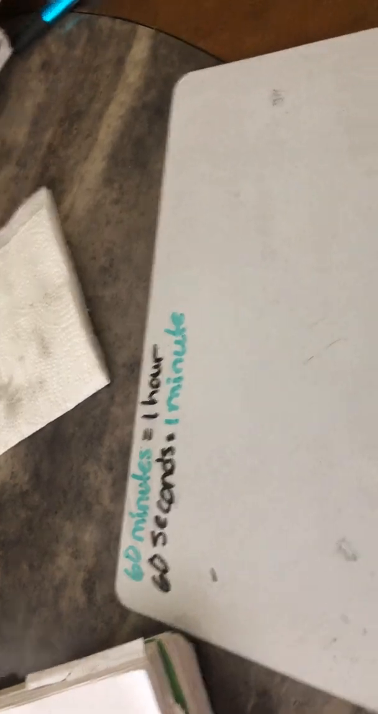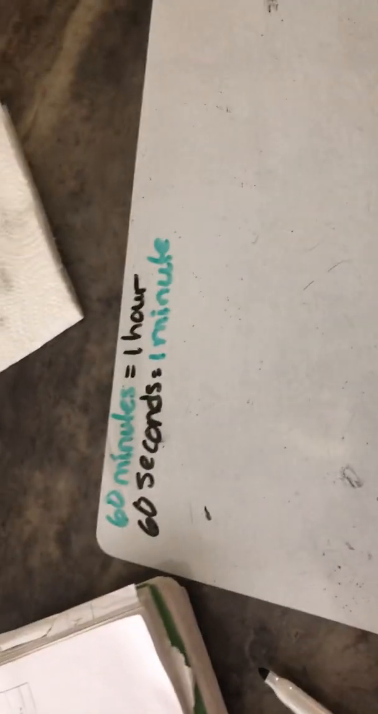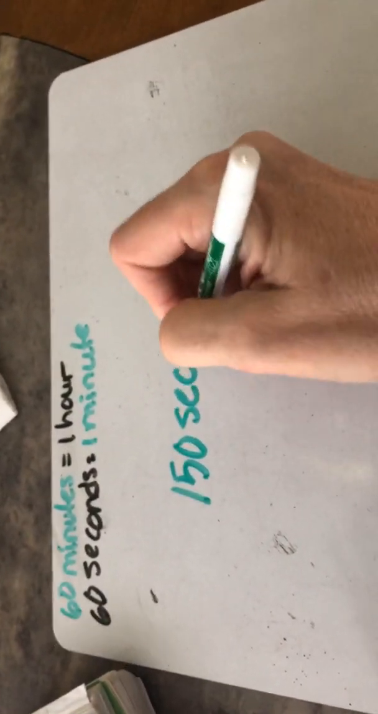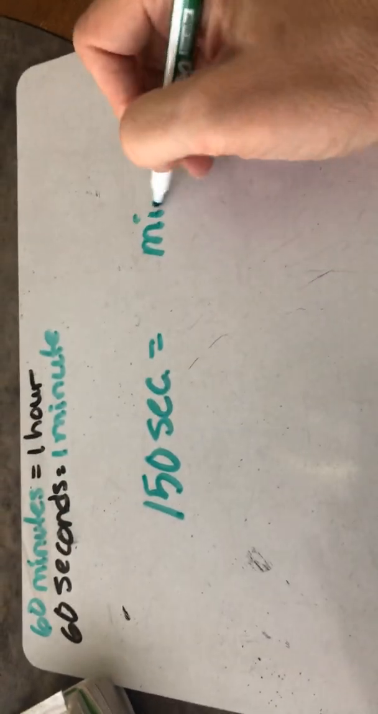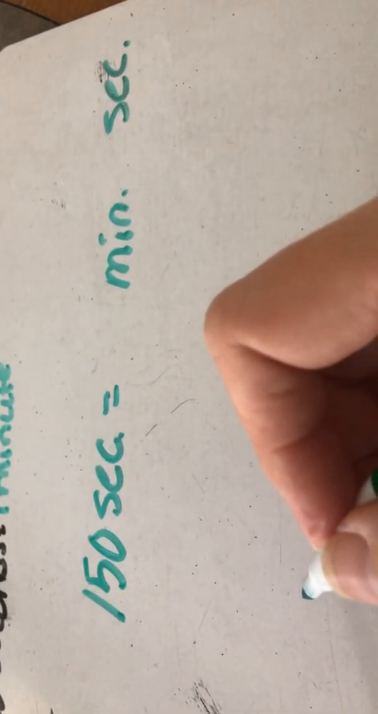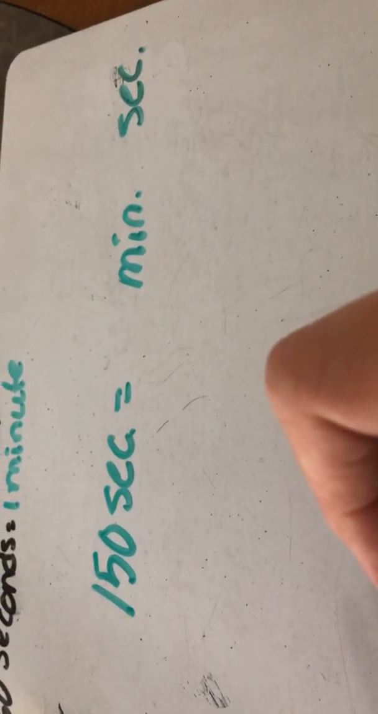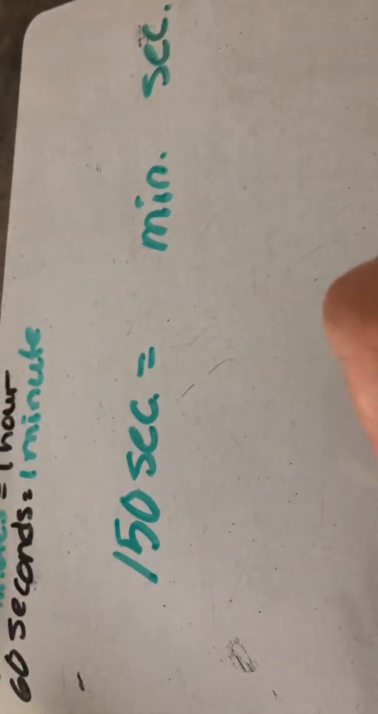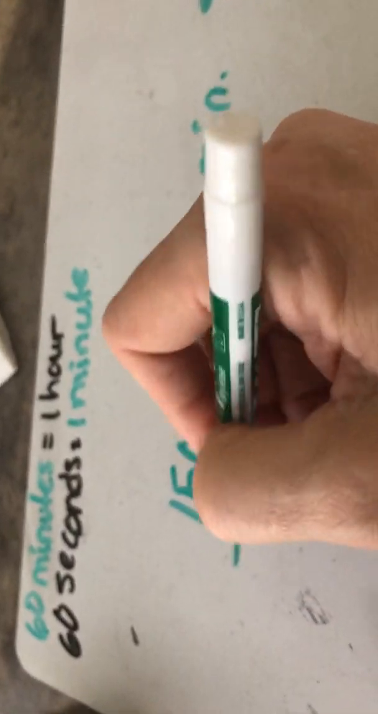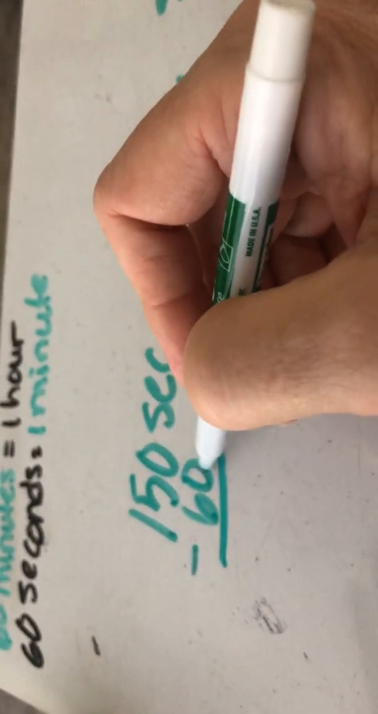Okay, but you know we always go both ways, so what if we have 150 seconds? How many minutes and seconds would that be? While we can multiply and figure out the seconds, we can't divide because we don't know how to divide by double-digit numbers. So we're going to subtract. What are we going to subtract? Well, how many seconds are there in a minute? There are 60. So we're going to take the 150 minus 60.